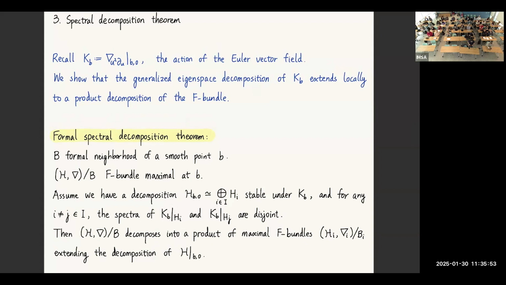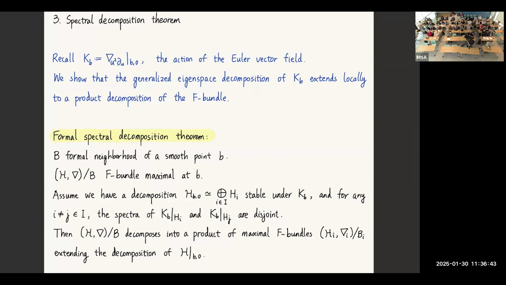First, the spectral decomposition theorem is for F bundles, and for F bundles we can do it either formally or in the non-Archimedean analytical way. In applications, we will use the non-Archimedean version, but to prove the decomposition theorem, first we have to prove it in the formal case, and then we do the estimates on the norms of the coefficients in order to show that it actually converges in the non-Archimedean sense. Here is the statement. In the formal case, the base is now just a formal neighborhood of some smooth point, and we have a maximal F bundle there.